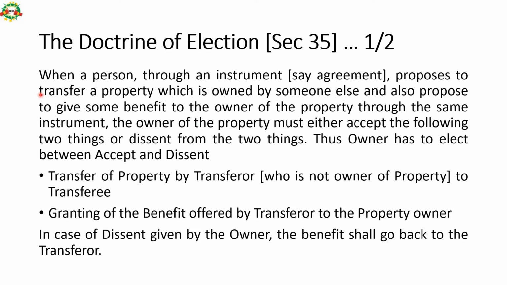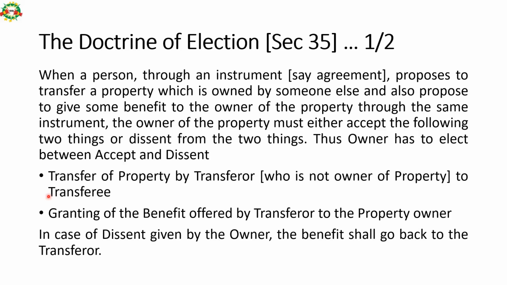Next important act is section 35, the doctrine of election. When a person through an instrument, say an agreement, proposes to transfer a property which is owned by someone else and also proposes to give some benefit to the owner of the property through the same instrument, the owner of the property must either accept both of the two things or dissent from both. Thus, the owner has to elect between accept or dissent. So, the doctrine of election talks about I have to either accept it or reject it.